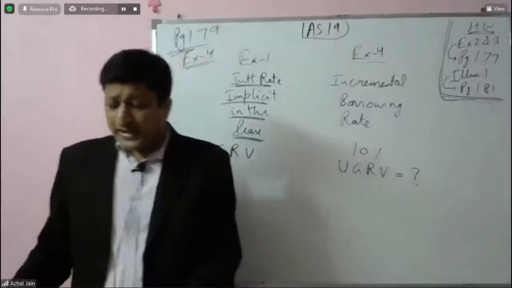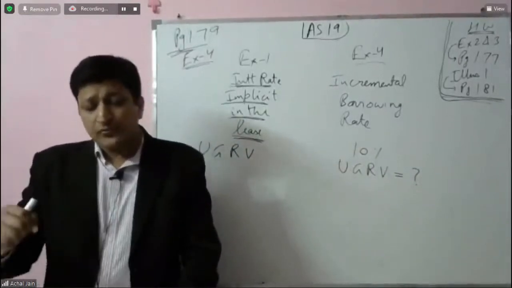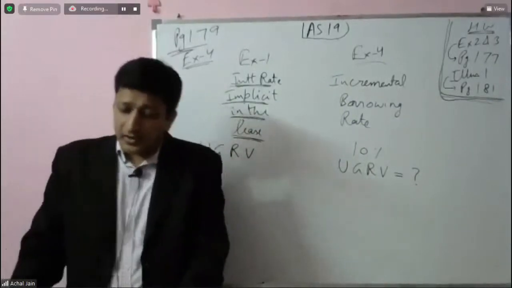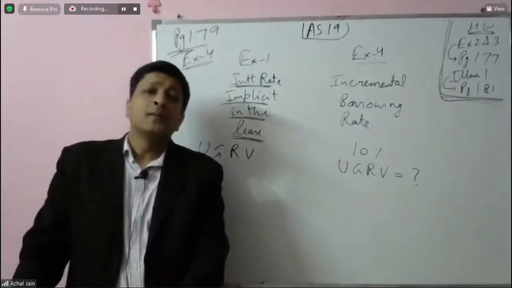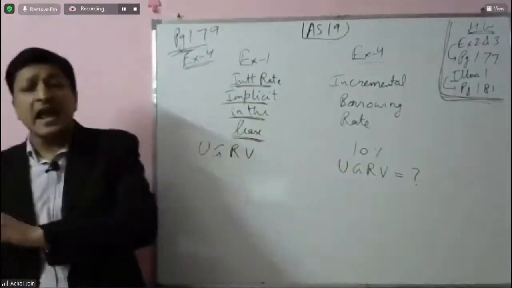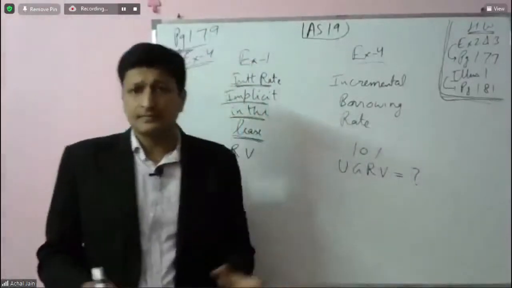Understood? The remaining entire part remains the same. You will first have to compute the discount rate. Using the discount rate, you will compute the present value and then you will pass the accounting entries. Everything else remains the same. There is no change except this.